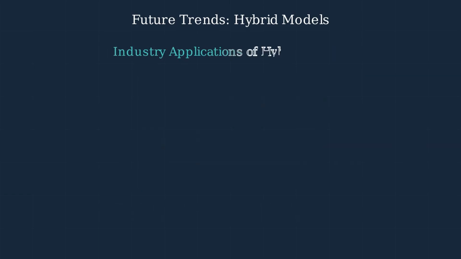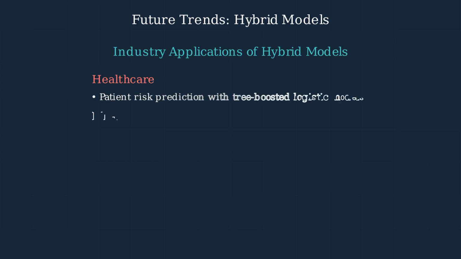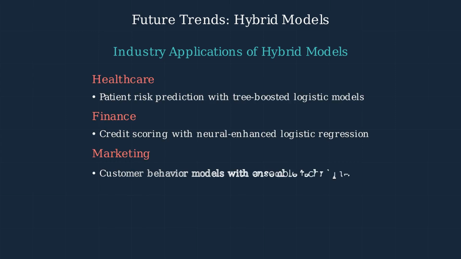Hybrid logistic regression models are already finding applications across industries. In healthcare, tree-boosted logistic models improve patient risk prediction. Financial institutions use neural-enhanced logistic regression for credit scoring. Marketing teams leverage ensemble techniques to better predict customer behavior. These real-world implementations demonstrate the practical benefits of hybrid approaches.